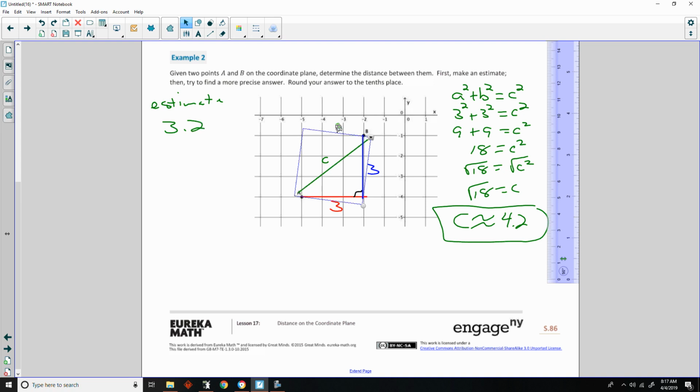I'm going to take this and rotate it until it's horizontal. Right about there. Move it down here, and as you see, it is more than 4. So my estimate was off. Okay, so that is why we calculate exactly. So approximation 3.2, actual 4.2. I was off by 1 whole unit.